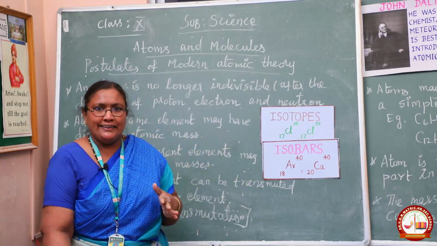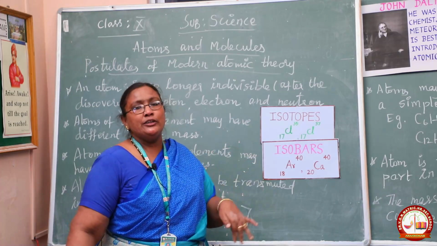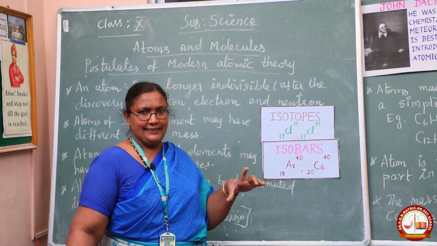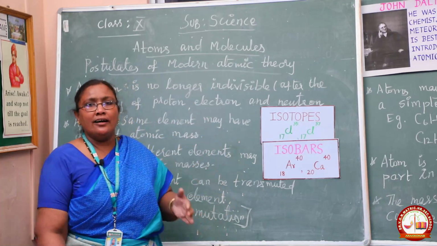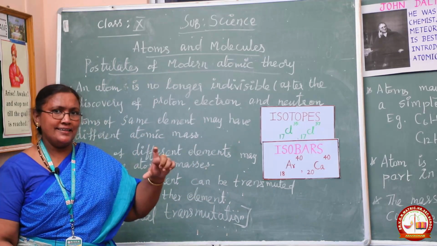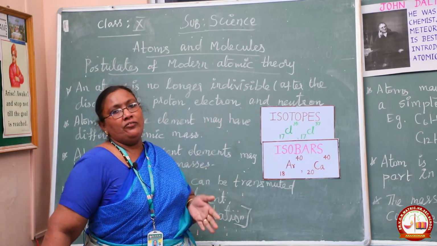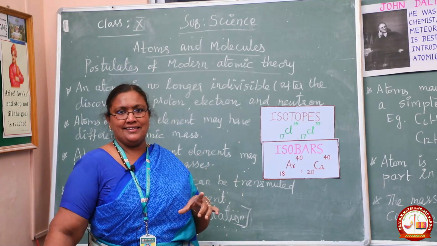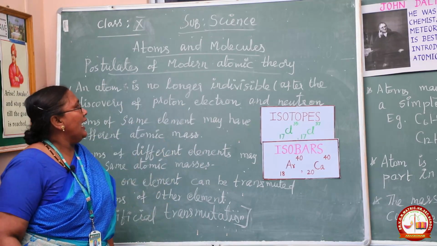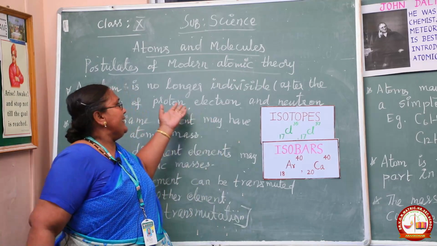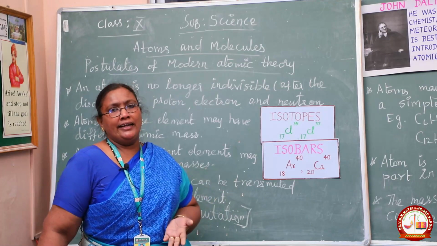Then where are electrons present? Electrons are present outside the nucleus. They revolve around the nucleus like the solar system. Sun is the center, all the planets are revolving around the sun. Like that, all the electrons are revolving around the nucleus. Nucleus is the center. Nucleus contains what particles? Protons and neutrons. Electrons are revolving. The path of the electron is known as orbit or shell or energy levels. So you can know about that. What is the first point? Atom is considered as a divisible particle. See, it is written like this. Atom is no longer indivisible after the discovery of proton, electron, neutron.